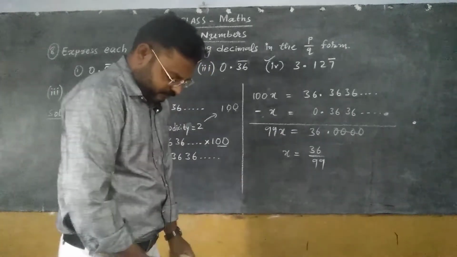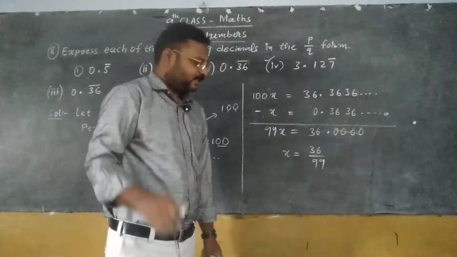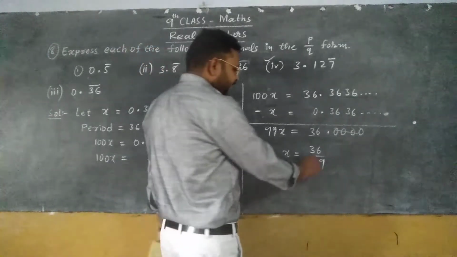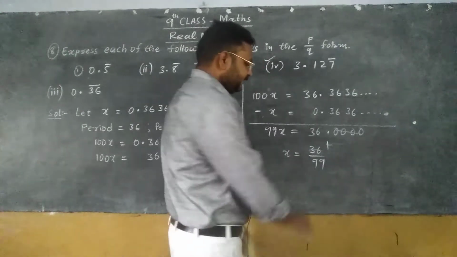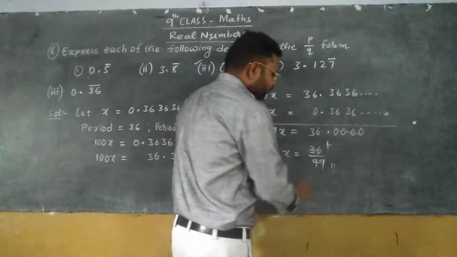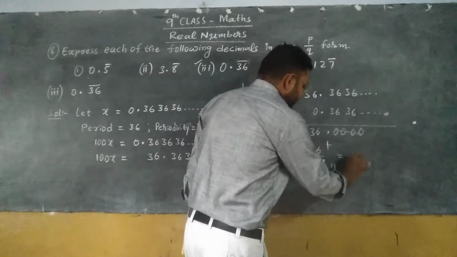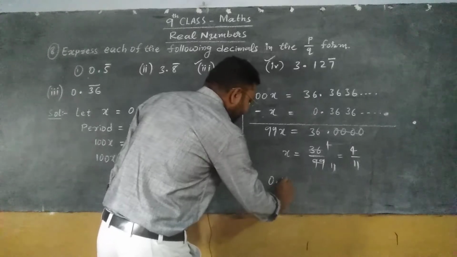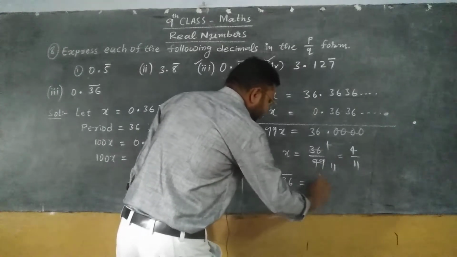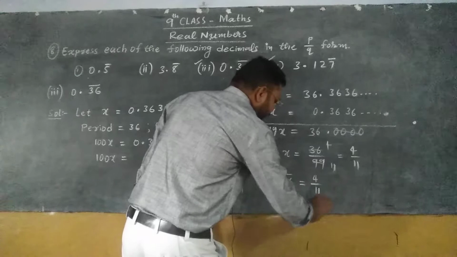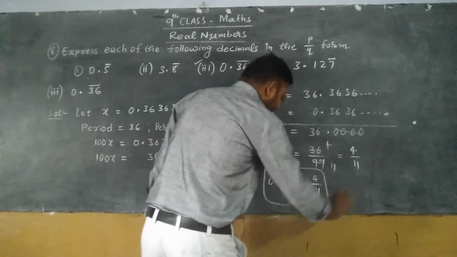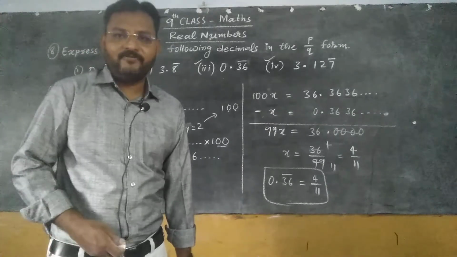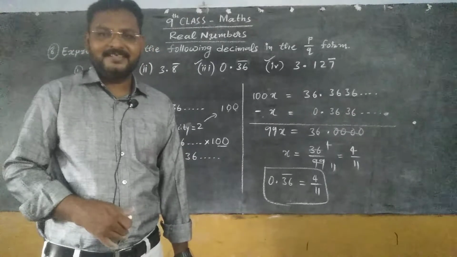So now here we can cancel. 36 by 99, cancel with the 9 table. 9 fours are 36, 9 elevens are 99. So what is the answer? It is equal to 4 by 11. Therefore 0.36 bar can be written as 4 by 11. That is the p by q form. I hope you understand. Is it right?